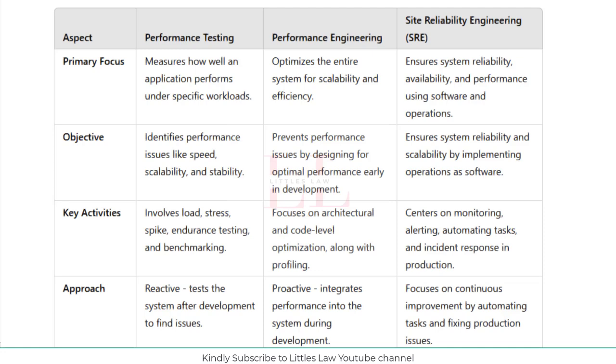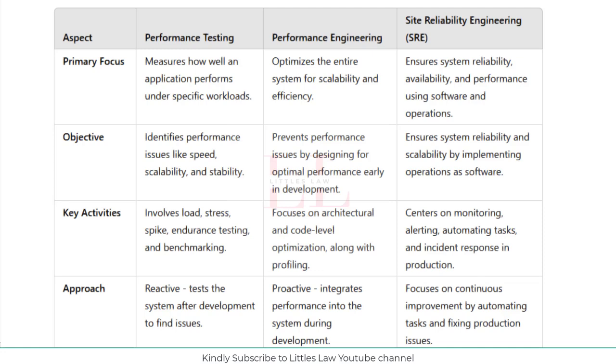And when it comes to performance engineering, the primary focus is to optimize the entire system to ensure it can scale efficiently and perform well, not just in tests but also during actual use. When I say actual use, it's in the production environment. Performance engineering focuses on making sure the system is built from the ground up to perform well under real-world conditions, that is, in production.